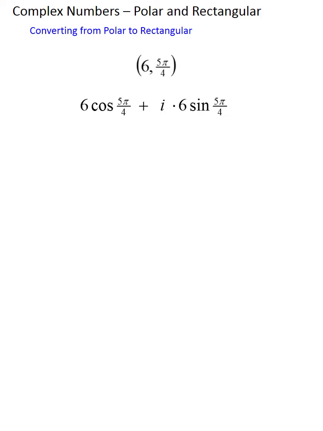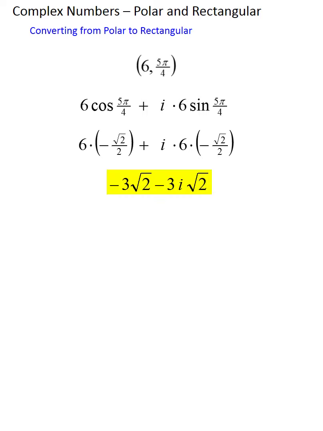A different way you could have approached this problem is to take your polar coordinates and immediately express them as a polar trigonometric number, and then, using your knowledge of what the cosine of 5 pi over 4 is and the sine of 5 pi over 4, you could have arrived at this result in a quicker and more expeditious way.